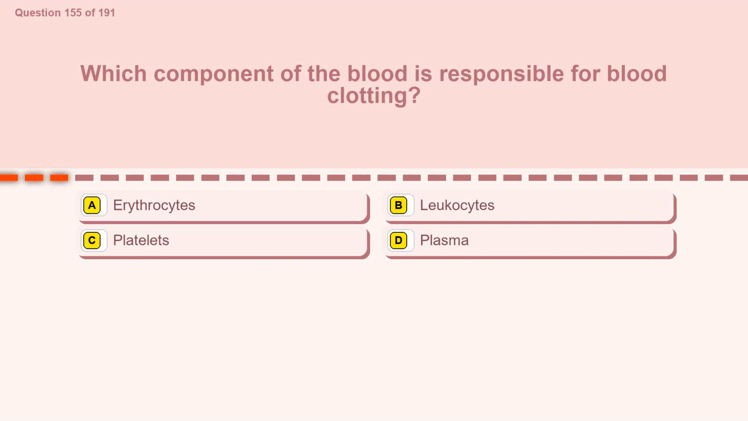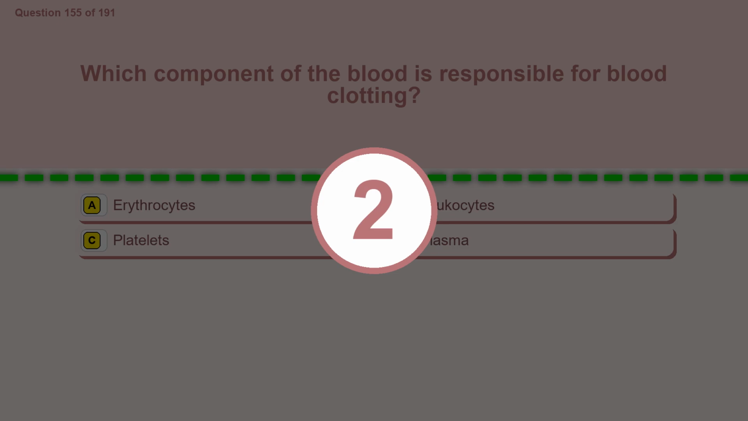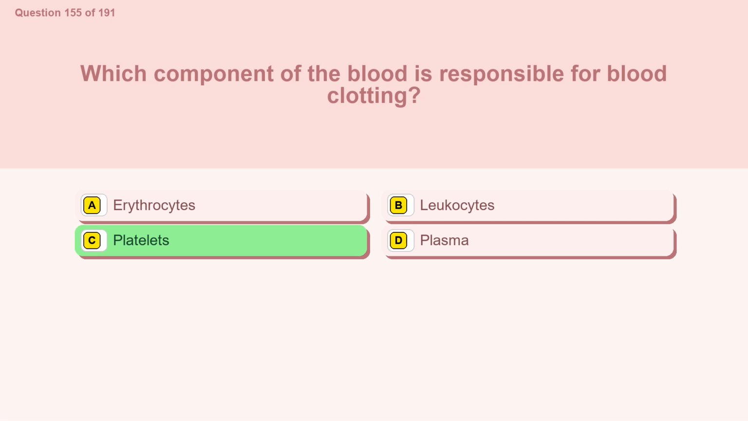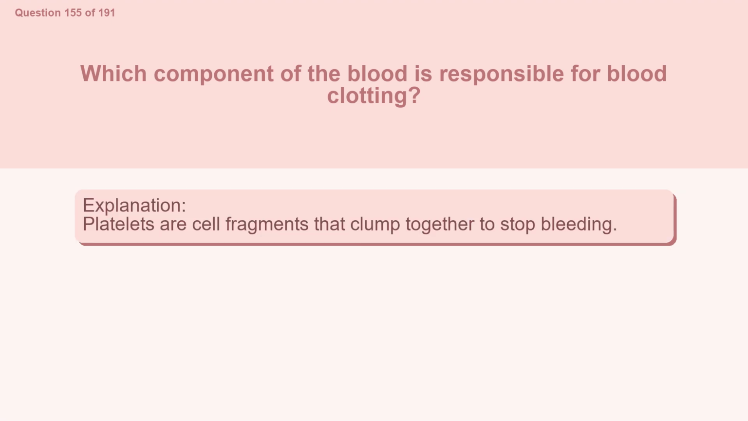Question 155. Which component of the blood is responsible for blood clotting? Option A, erythrocytes. Option B, leukocytes. Option C, platelets. Option D, plasma. The correct answer is option C, platelets. Platelets are cell fragments that clump together to stop bleeding.